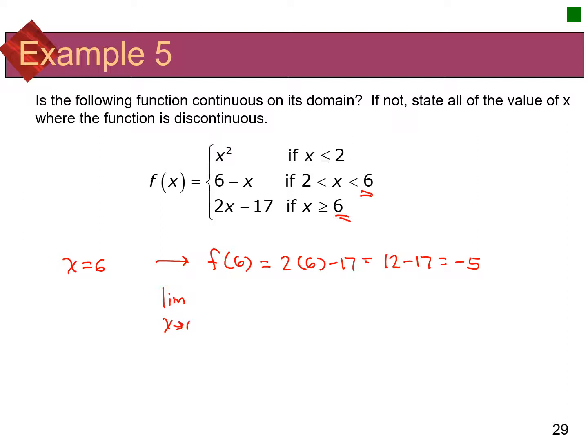So the limit as x approaches 6 from the left of f of x is going to be the limit as x approaches 6 from the left of 6 minus x. And again, like any other limit, I'm just going to plug the value in. That's going to give me 6 minus 6, which is 0. So I know the limit as x approaches 6 from the negative side, or the left-hand side, is going to be 0.